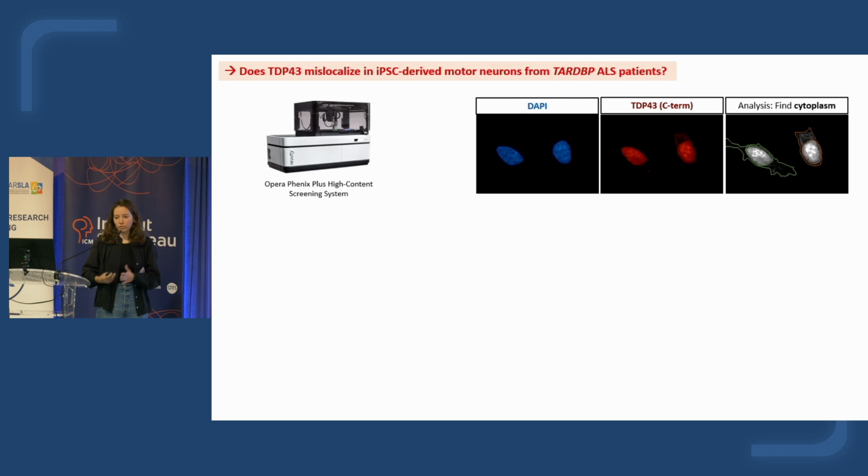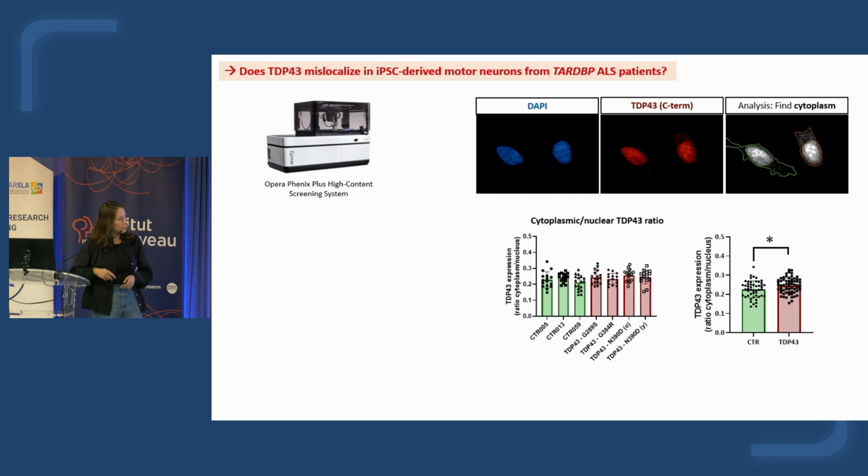We tried to automate the process to see if, when automated, we would see anything. For that, we used the Opera Phoenix high content screen, which is an automated confocal microscope. We just put 96-well plates in there, and we get images of all of the wells. Again, we automated the process of finding the nucleus and the cytoplasm, so we're not touching the analysis process. Here you have TDP, very nuclear, but we checked specifically the cytoplasmic versus nuclear ratio.